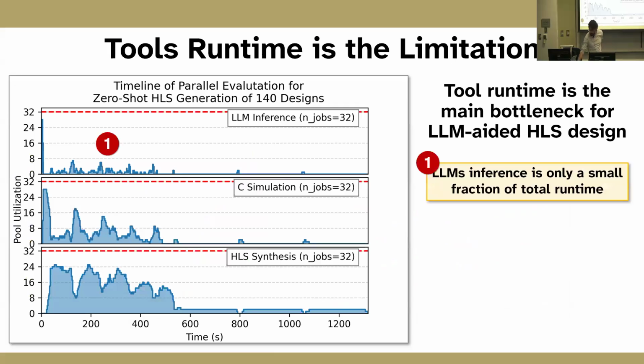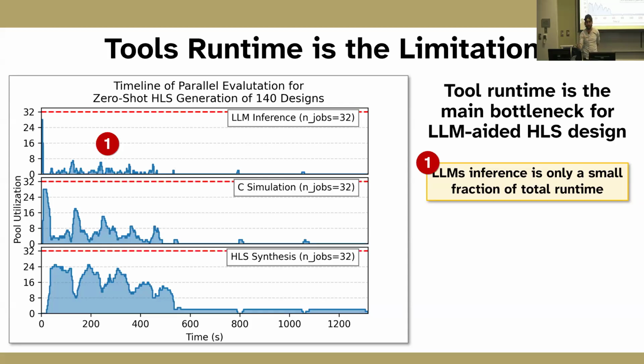So one of the biggest things we found was that the tool runtime is the main bottleneck, not the LLM inference. When we send it out and get the LLM response, that's very quick. That takes like 10 seconds. And then we have to call Vitis HLS to run C simulation or co-simulation, synthesis. That takes a couple minutes.